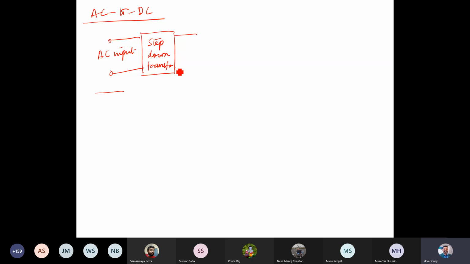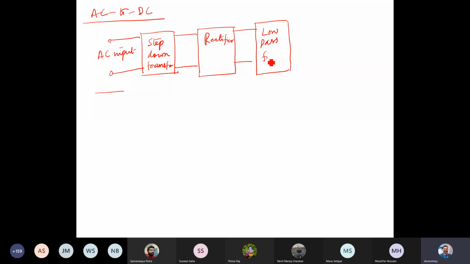you get a step down transformer, and then we have a rectification circuit, and then after that a filter. Basically it's a low pass filter, and then after this a voltage regulator, and then what you get is your load, or whatever device you connected. This is your power supply.